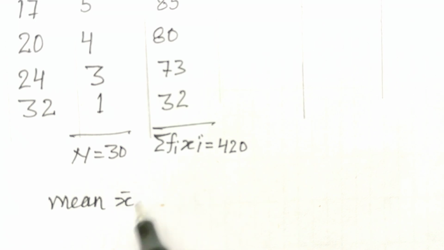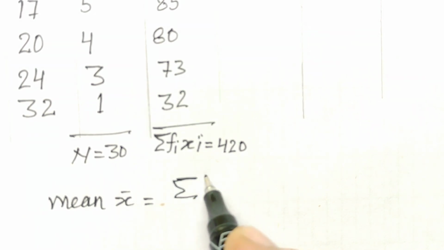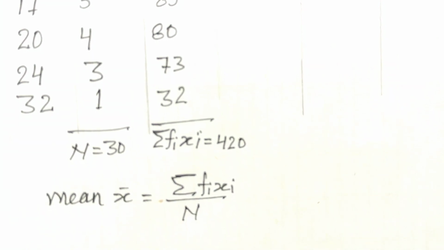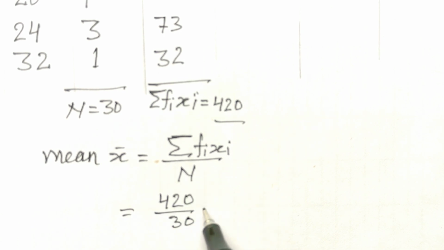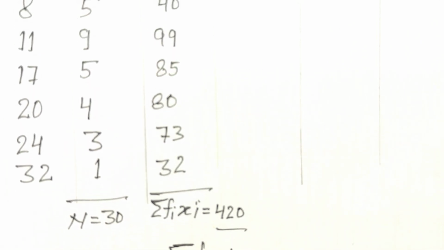Now mean, denoted by x bar, is equal to summation of fi into xi over n. So this is 420 over n, which is 30, is equal to 14. Now we have mean 14. Now we will go to the next step.